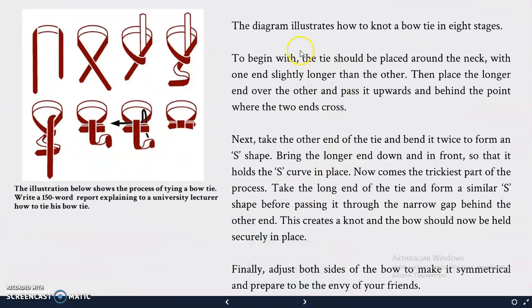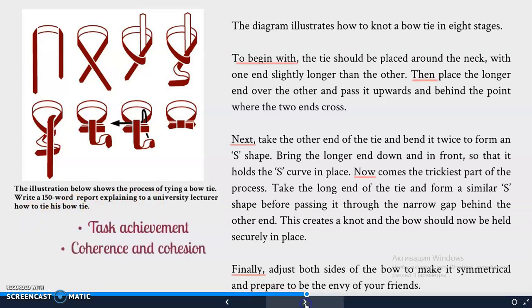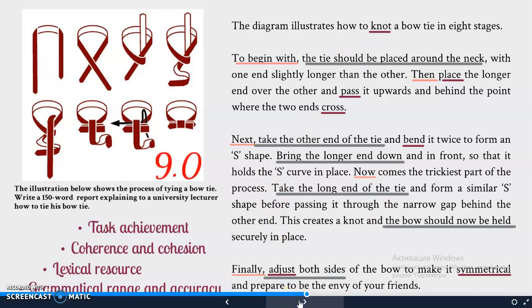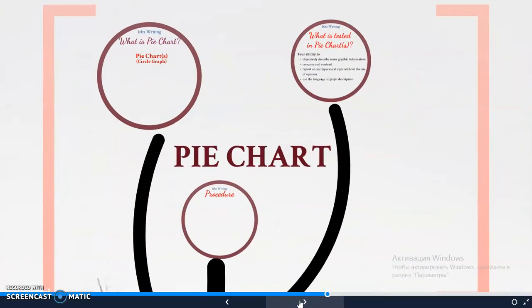Example. So, the illustration below shows the process of tying a bow tie. Write a 150-word report explaining to a university lecturer how to tie this bow tie. Task achievement, coherence and cohesion, and lexical resources we are underlining, and grammatical range and accuracy. So you see, a band 9 answer.